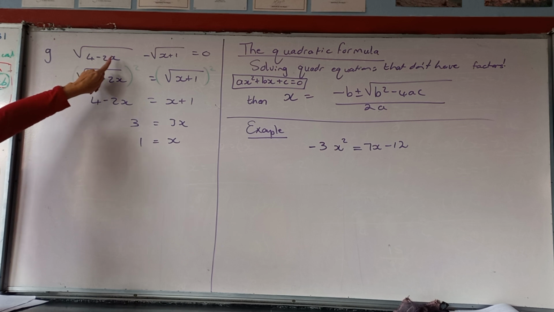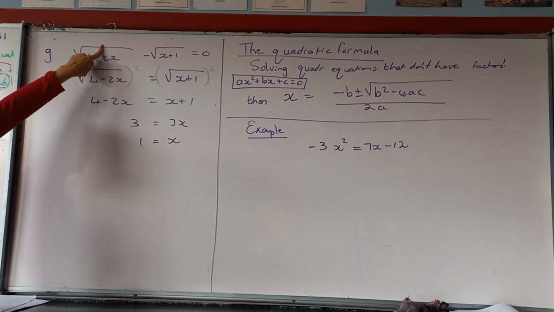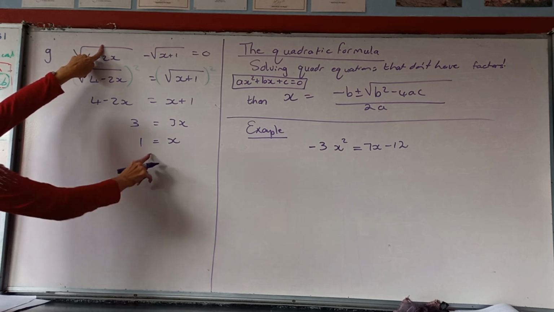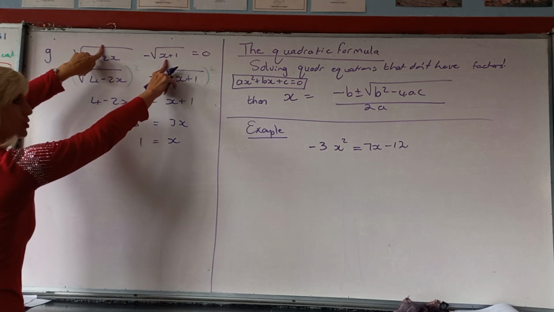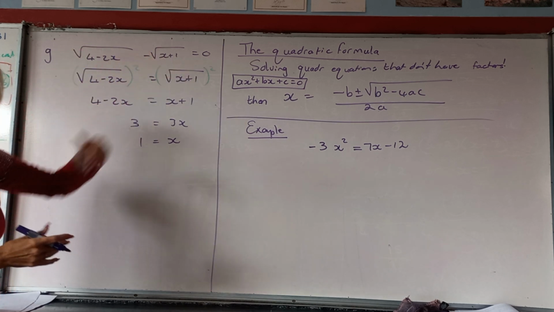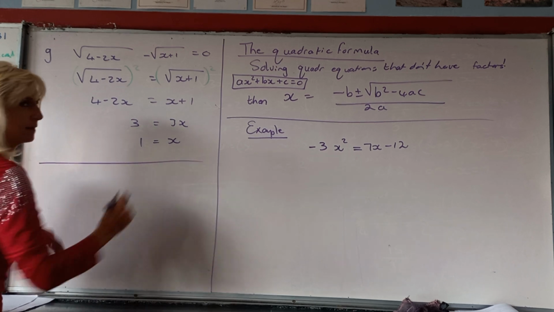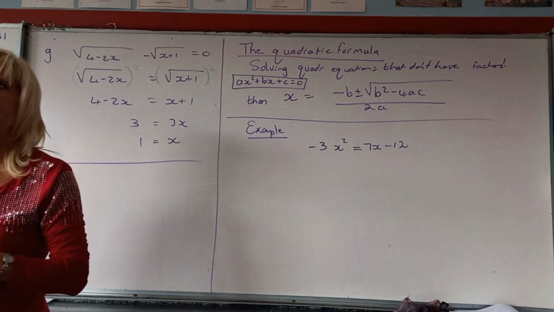So go back and say if this was a 1, then this would be 4 minus 2, which is 2. So that'll be root 2. Do you agree? And then this would be root 2. Root 2 here minus root 2 there is definitely going to give me 1. So this is acceptable. This is working. I'm done. Finished.